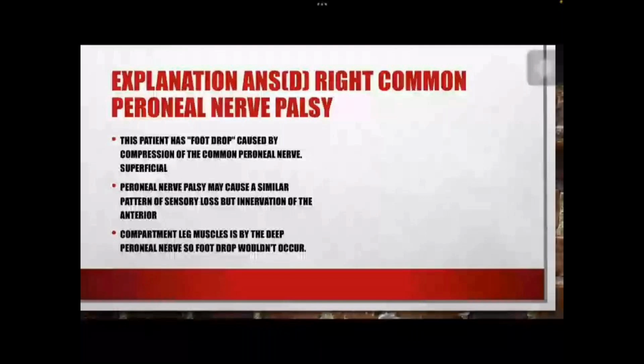So the explanation of this question is that the patient has foot drop that is caused by compression of the common peroneal nerve. You have to remember that it is the superficial common peroneal nerve, not the deep part. The deep part is not taking part in foot drop, only the superficial part. Peroneal nerve palsy may cause a similar pattern of sensory loss, but innervation of the anterior compartment leg muscle is by the deep peroneal nerve, so foot drop wouldn't occur.